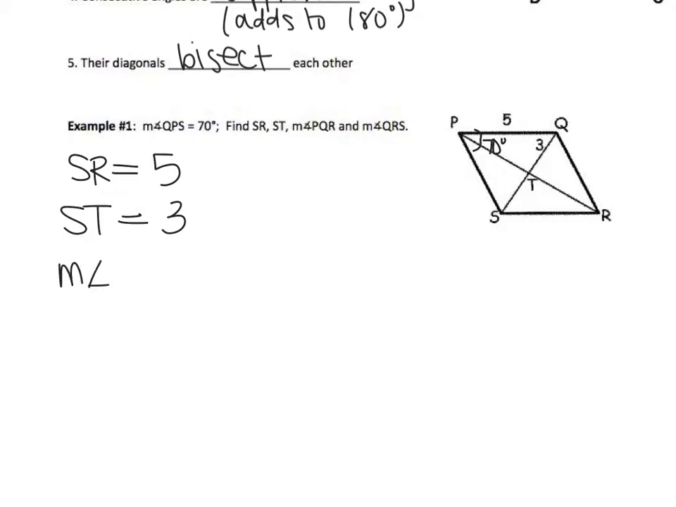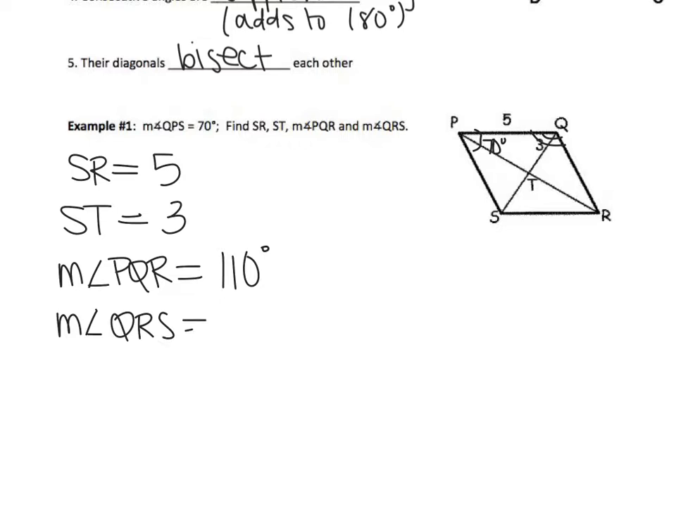Next, we find the measure of angle PQR. So I'm going to go ahead and label. So angle PQR is consecutive to angle QPS, which means it's supplementary, which means it adds to 180. So when I do 180 minus 70, we get the measure of angle PQR is 110 degrees. Lastly, we have the measure of angle QRS. So QRS, label it, is the angle opposite QPS, which means it's congruent, so it measures 70 degrees.